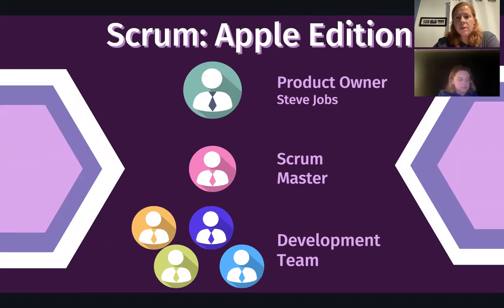So Steve Jobs was the product owner. He was the eyes for the consumers and kind of was able to advocate for what they wanted to see. Then you had the Scrum Master who kept projects moving in updates, and then you had the development team that made sure those updates happened and gave the consumers what they wanted.